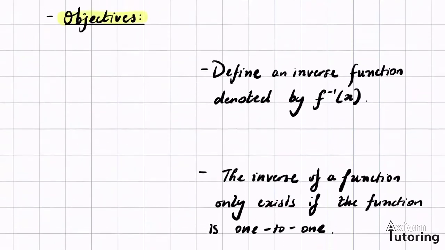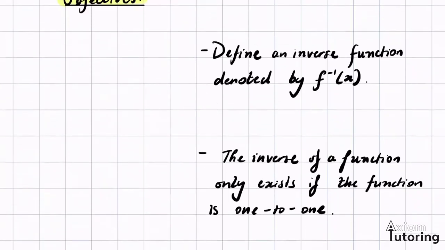The objectives of this video are to define an inverse function denoted by f to the minus 1 of x, and to understand that the inverse of a function only exists if the function is 1-to-1.